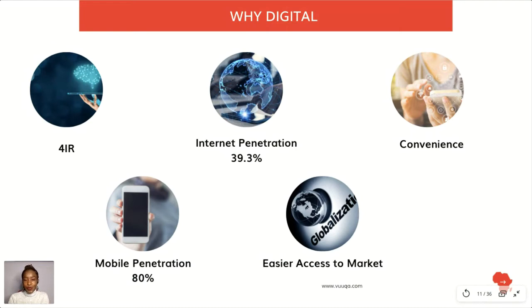Some cool statistics from the continent: in Africa right now, there's an internet penetration rate of 39.3% and a mobile penetration rate of 80%, which means we are connected. As emerging markets, or as rural as we may be, we are connected. We have the capability to see what's going on globally, and that means there's opportunity for you to do business with anyone who is not within geographic proximity to you.